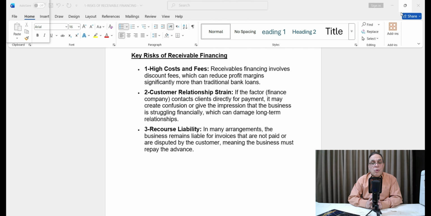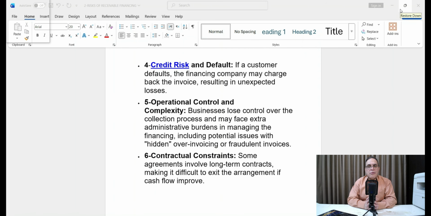3. Recourse liability. In many arrangements, the business remains liable for invoices that are not paid or are disputed by the customer, meaning that the business must repay the advance. 4. Credit risk and default. If a customer defaults, the financing company may charge back the invoice, resulting in unexpected losses.